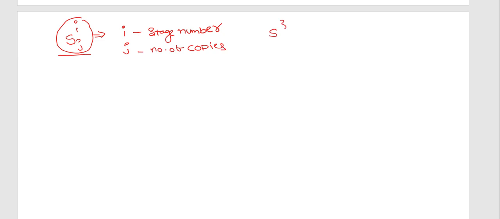For example, S35. What is the meaning of this? S35 means at stage 3, we are maintaining 5 copies of a device. Now, in the implementation, each one is represented in a tuple format. The tuple contains 2 parameters. What are the 2 parameters? The first one is the reliability, the second one is the cost. Now I will start my procedure. What is the first step?